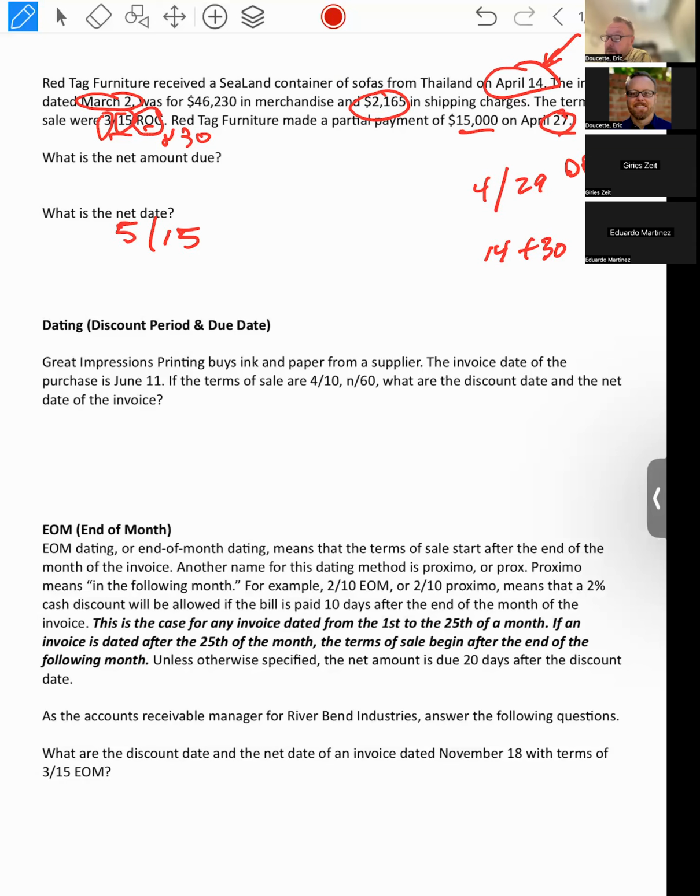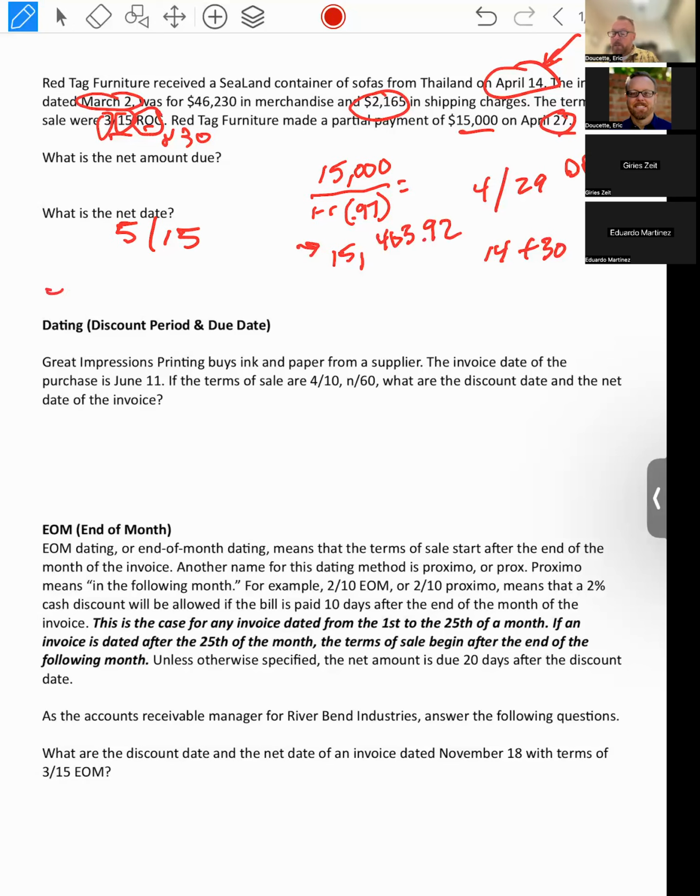What is the net amount due? Well, we have to figure out the partial payment first. So we have 15,000. Remember, we use the partial payment formula. So it's 1 minus the rate. The rate in this case is 3%, so that would mean it is 97%, or 0.97. We would divide those two together: 15,000 divided by 0.97 comes out to 15,463.92. That is the amount of credit that they're going to get.